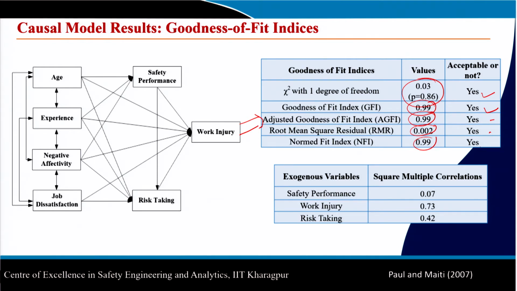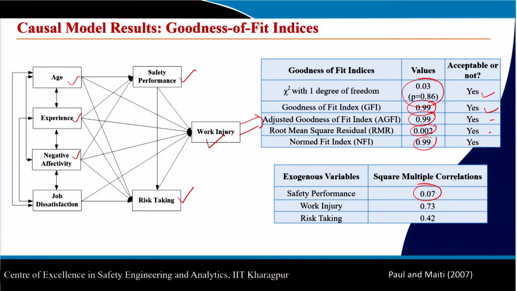In addition, we also tried to find out the squared multiple correlation, where we have three endogenous variables or dependent variables in the path model. How much variability of each dependent variable is explained by the model. From the data we found that the squared multiple correlation for safety performance is 0.07, a very low value. That means the explanatory variables for safety performance we considered, age, experience and negative activity, these three are not able to explain more than 7%.